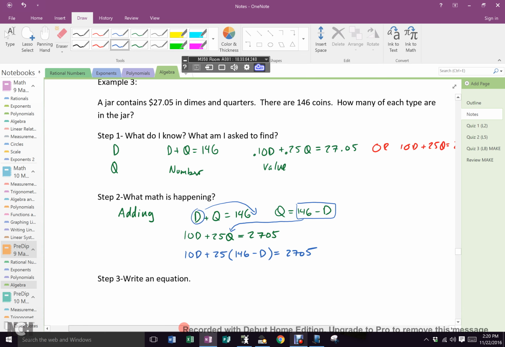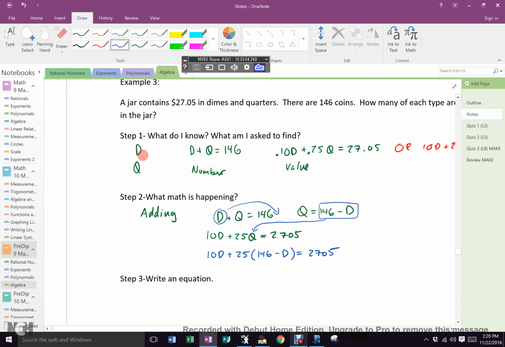Did we have to use the two unknown way? Could I also have done this? Right at the very beginning, could I say D equals dimes? And then wouldn't Q have equaled 146 minus the dimes? And then I never had two unknowns, did I? So both ways would have worked. Is everybody with me? Yeah.